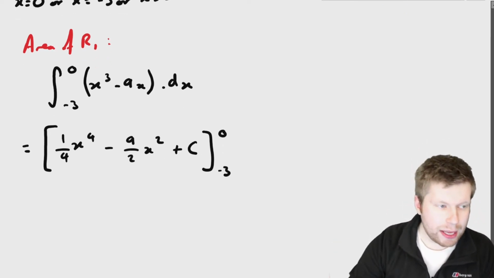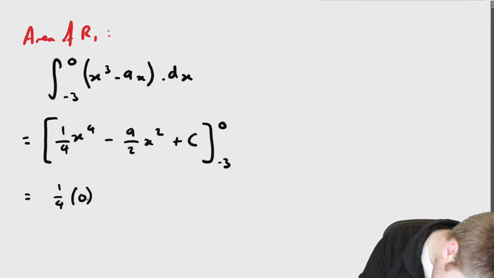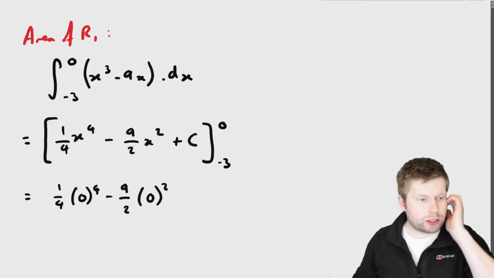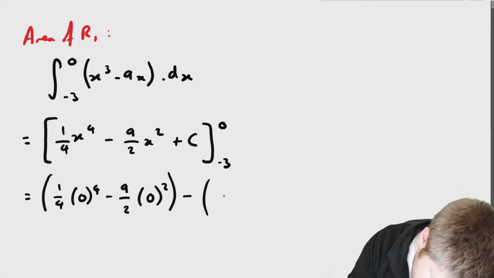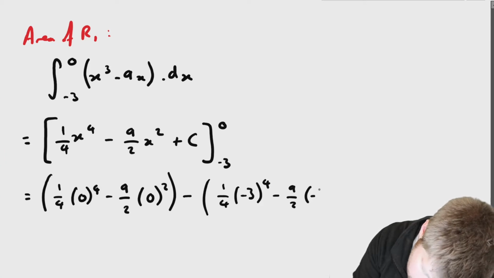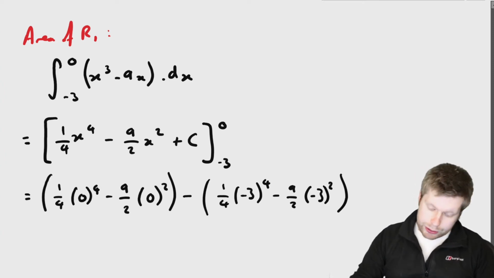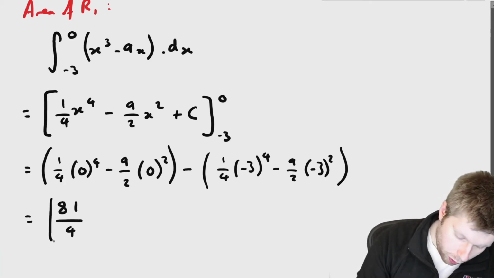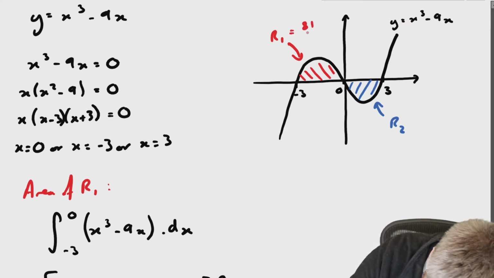Now just remember, when I put my limits in, all I need to do is stick 0 in first of all, so I get a quarter of 0 to the power 4 minus 9 over 2 times 0 squared. Now knowing that my plus c will cancel later on with my negative c, I can just leave it like that. Then I take away, if I stick negative 3 in, I get a quarter of negative 3 to the power 4 minus 9 over 2 times negative 3 all squared. And again, my plus c is cancelled with the previous plus c in the other bracket. So if I stick all of that into my calculator, I find that comes out as 81 over 4. Okay, so in other words, the area of region 1 is equal to 81 over 4.